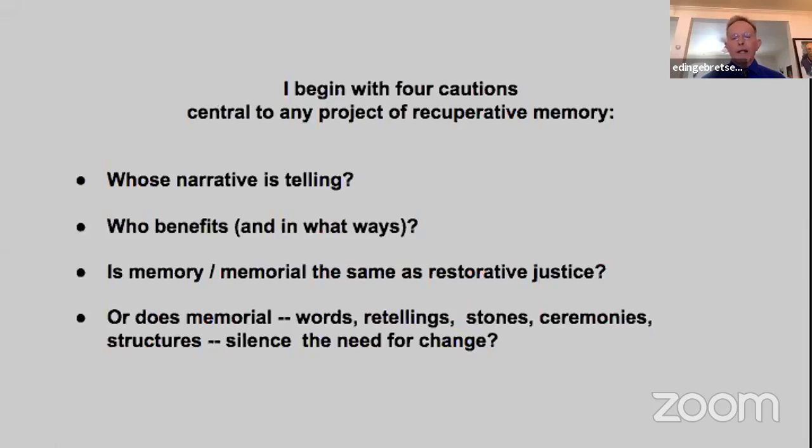Whose narrative is telling? Who benefits and in what ways? Social, emotional, psychological, economic, all of the above. Is a work of memory or memorial, and they're different, the same as restorative justice or reparative justice? And are those the same? Or does memorial in all its forms, words and retellings, built out of stones and ceremonies, built into structures, silence the need for change?